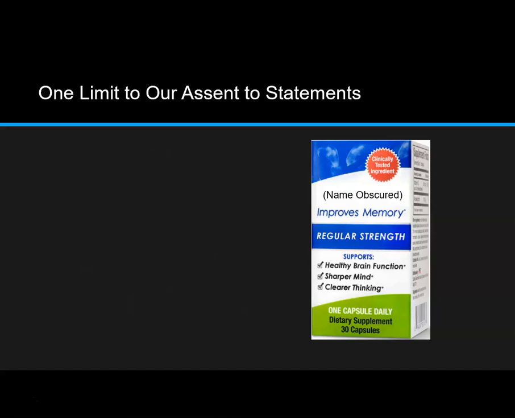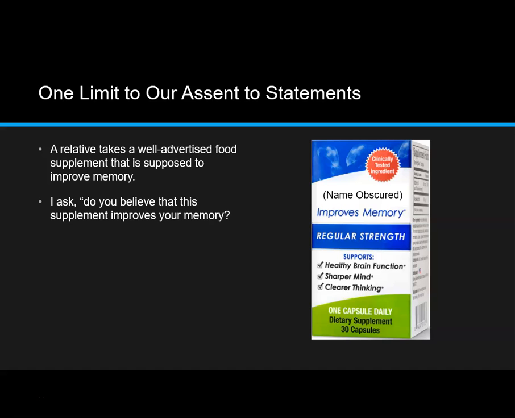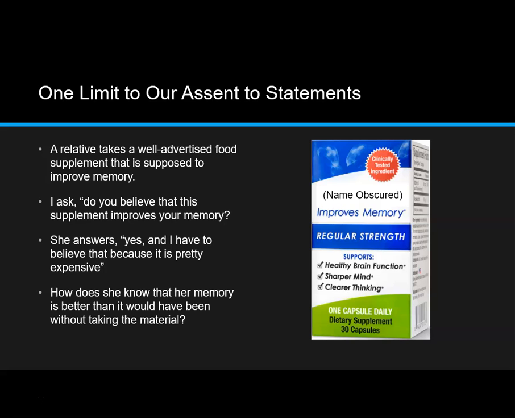Well, let's look at one limit to our assent to statements. A relative takes a well-advertised food supplement that's supposed to improve memory. I ask, do you believe that this supplement improves your memory? She answers, yes, and I have to believe that because it's pretty expensive. Now, how does she know that her memory is better than it would have been without taking the material?